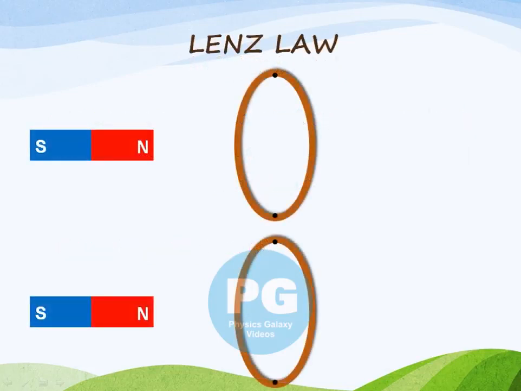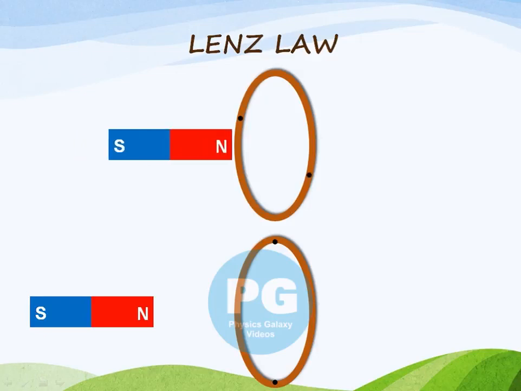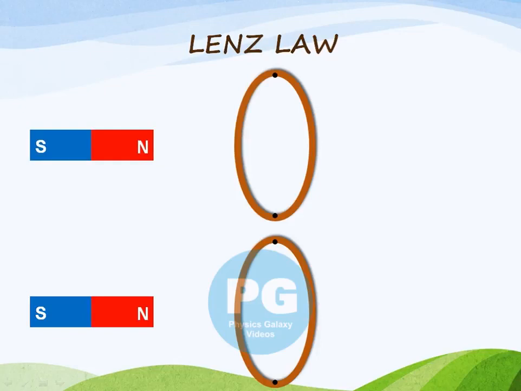Let's understand Lenz's law more clearly with the help of these examples. Here in the first case, there is a closed loop, and a bar magnet is moved towards it. What do you observe? The direction of induced current in the loop is in anti-clockwise direction. What can be the probable reason for this? The motion of the magnet causes increasing flux through the loop.